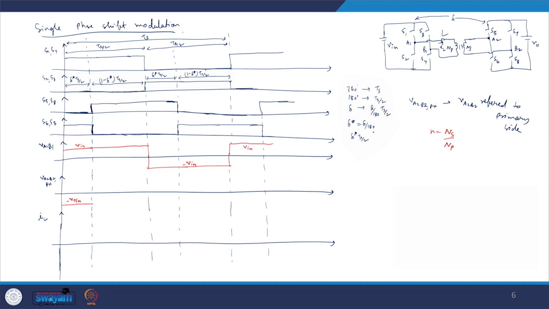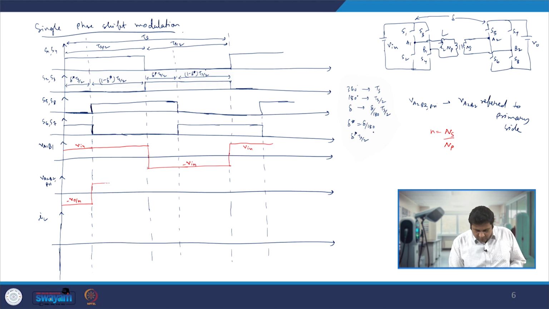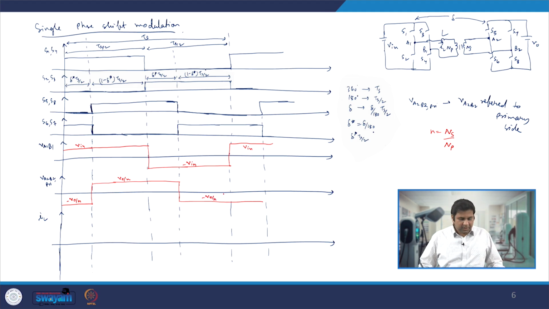And then after this my S5 and S8 are on. So now I am applying V naught by N, and then again it goes to minus V naught by N from A2B2 referred to the primary side.